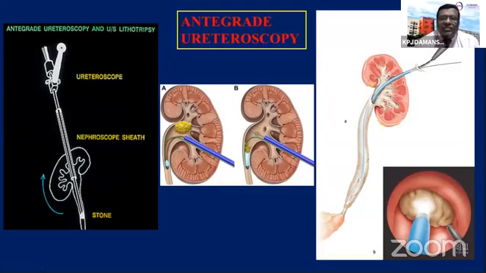Now there's another thing known as antegrade ureteroscopy. Sometimes the stone may be in the ureter, but by going up, it's a bit too tight. So sometimes we go through the kidney itself, same as the PCNL approach earlier. And then we go through that, from above, go down, get the stone and remove the stone.